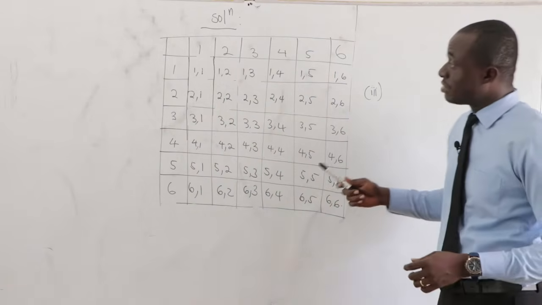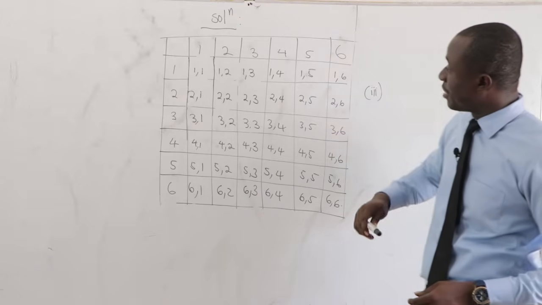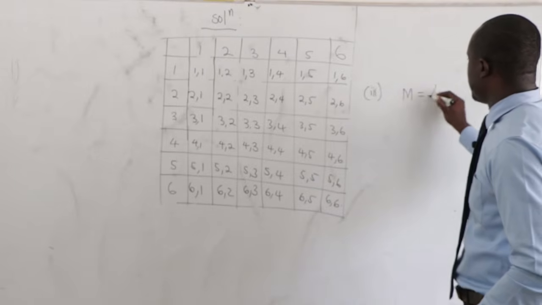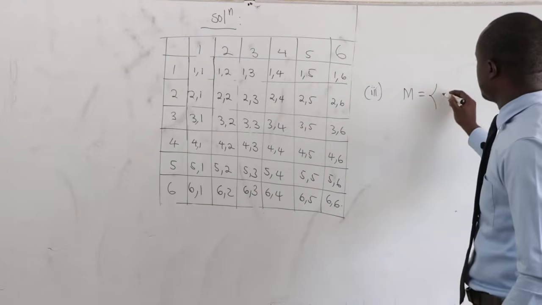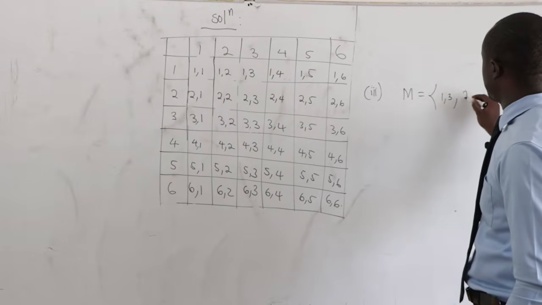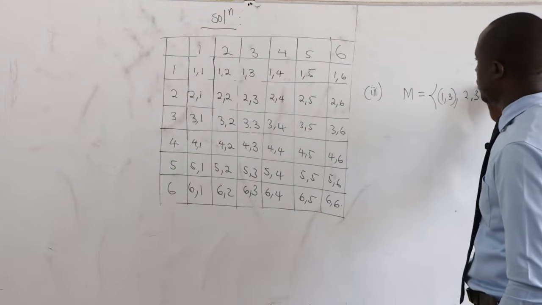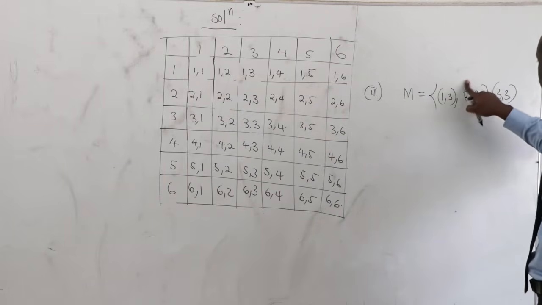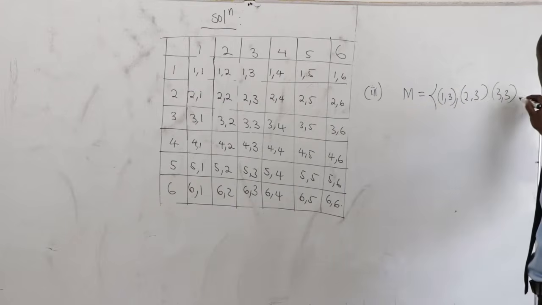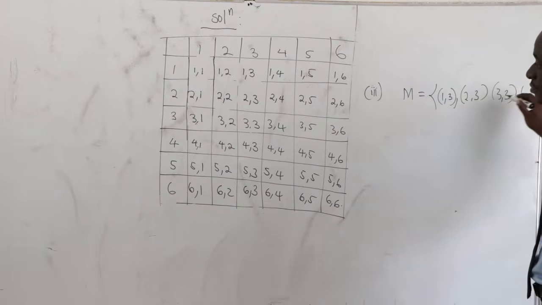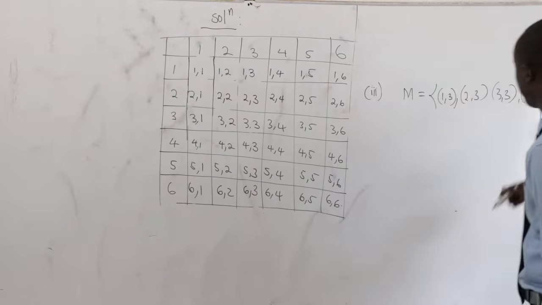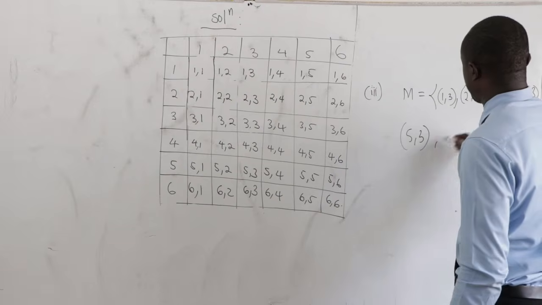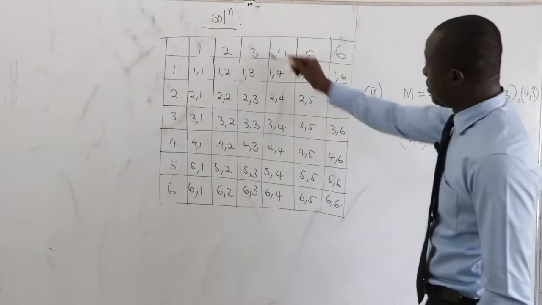Now the third question says that outcomes contain at least a 3. So let's see where the 3s are. So you can see 1, 3. Let's say that the event is denoted by M. So the event will be 1, 3. We can see 2, 3 as well. You can see 3, 3. We can see 4, 3, 5, 3, and then 6, 3. That is on this one.